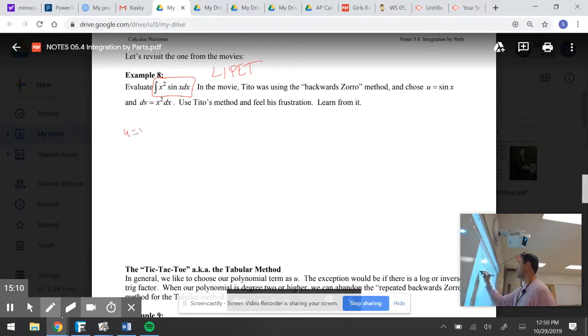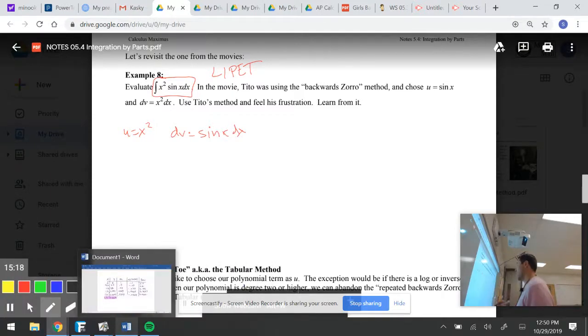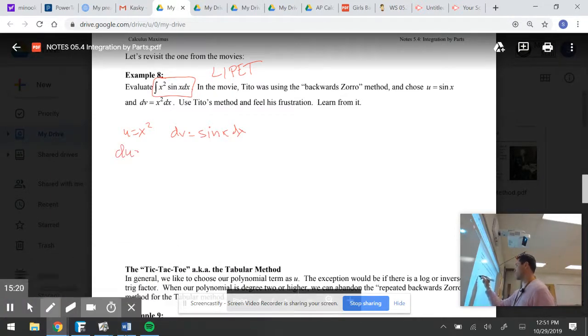So we're going to let u equal x squared. That means my dv is equal to my trig, which would be sine x dx. Now, this one's a lot of fun, and you're going to see why. And then we go du equals 2x dx, and the antiderivative of sine would be negative cosine, right? You always want to check what's the derivative of that. It is that, so I know I did it right. And then we're going to backward Zorro this bad boy.